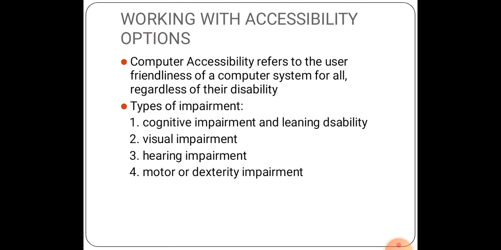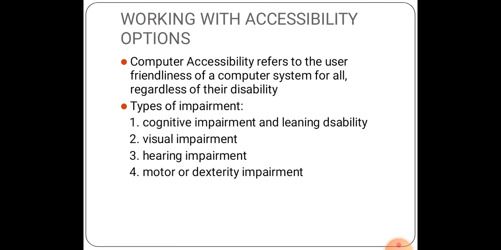First one is working with accessibility option. What does accessibility mean? It refers to the user friendliness of a computer. Access means utilizing, so how friendly you are in approaching the system. The beginners who are using the system may struggle with different inabilities to work, right? So these features can be managed with certain accessibility options.